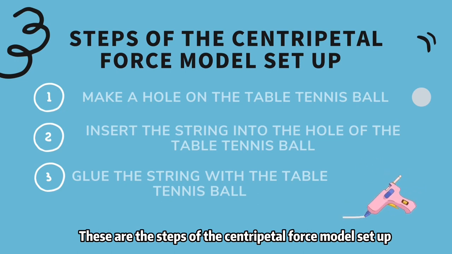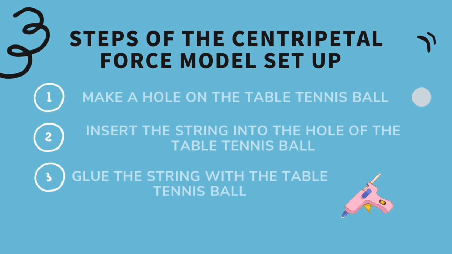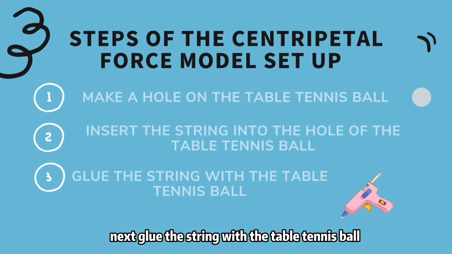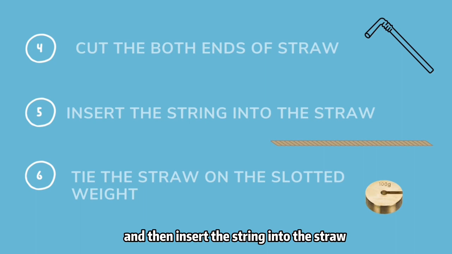These are the steps of the centripetal force model set out. Firstly, make a hole on the table tennis ball. Then, insert the string into the hole of the table tennis ball. Next, glue the string to the table tennis ball. After that, cut both ends of the straw. And then, insert the string into the straw. Last but not least, tie the straw to the slotted weight.